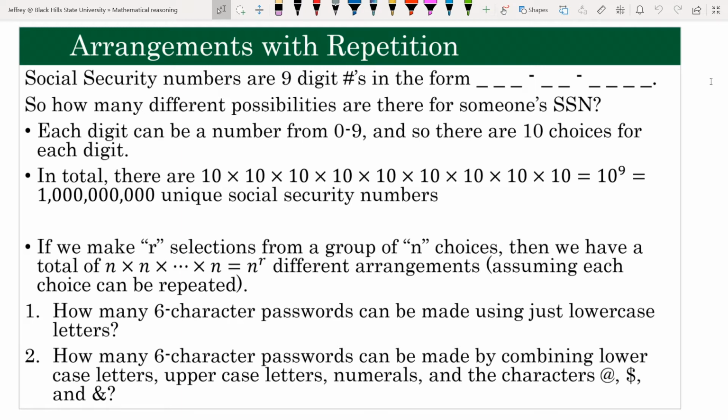Theoretically, the idea is if we had 10 numbers for the first digit, 10 numbers for the second digit, and so on, we can end up multiplying all of these tens together to get 10 to the ninth power, which is 1 billion. So there are, in general, 1 billion unique social security numbers.